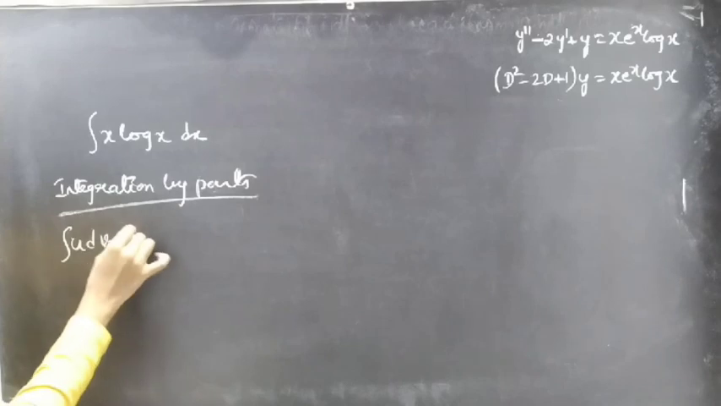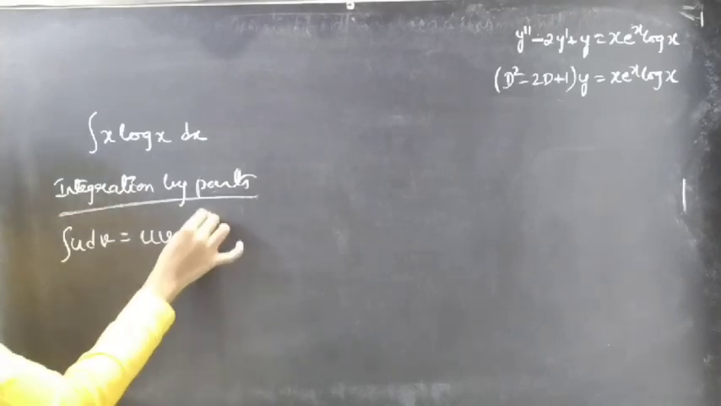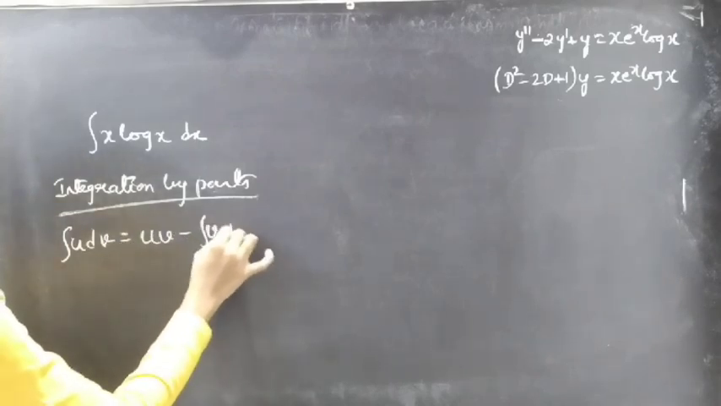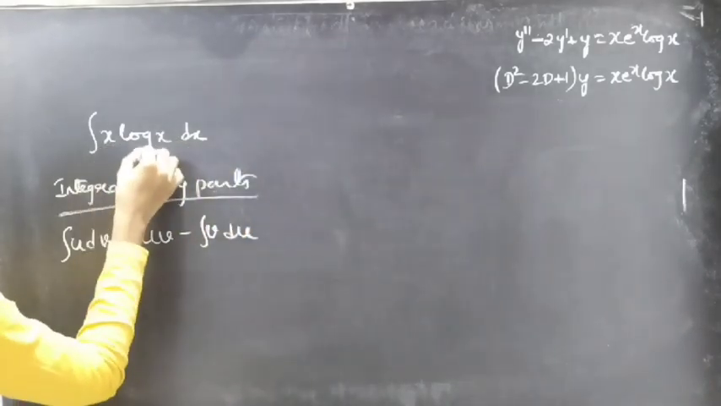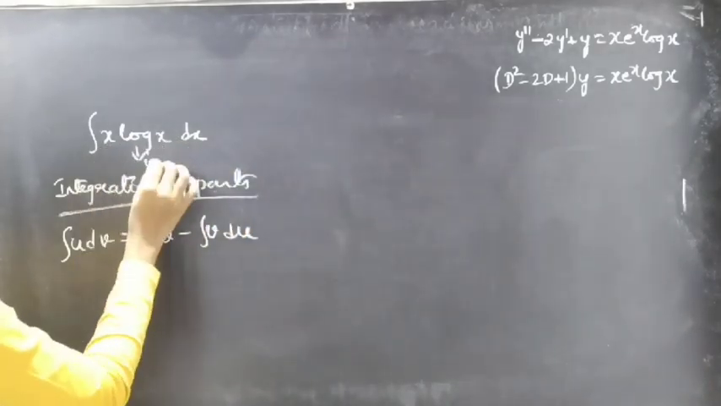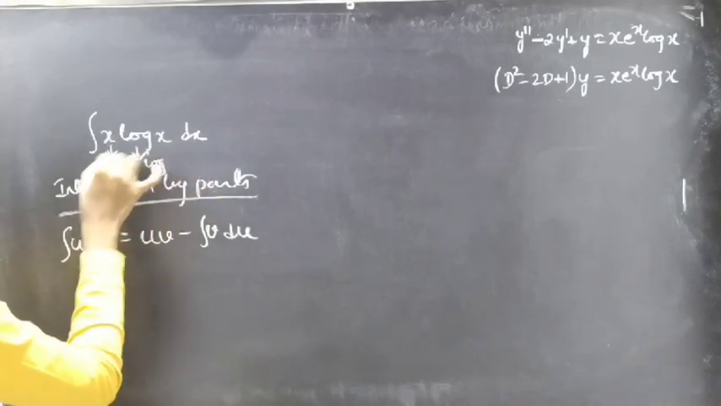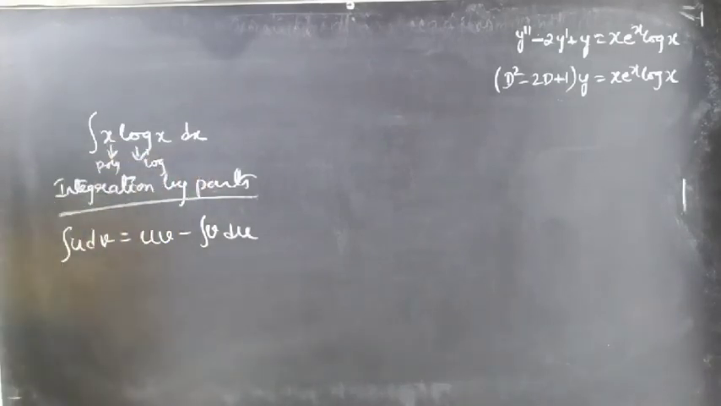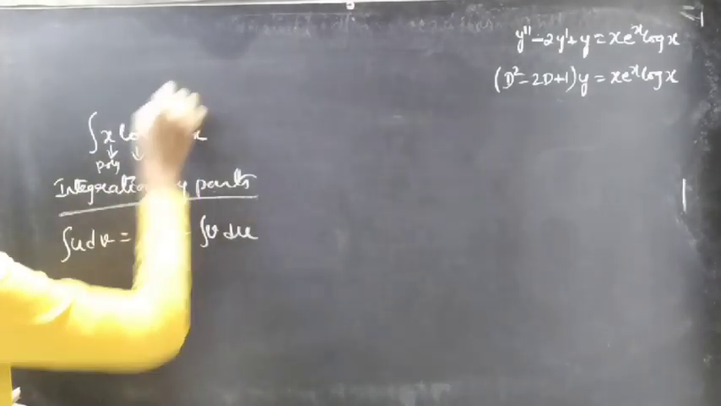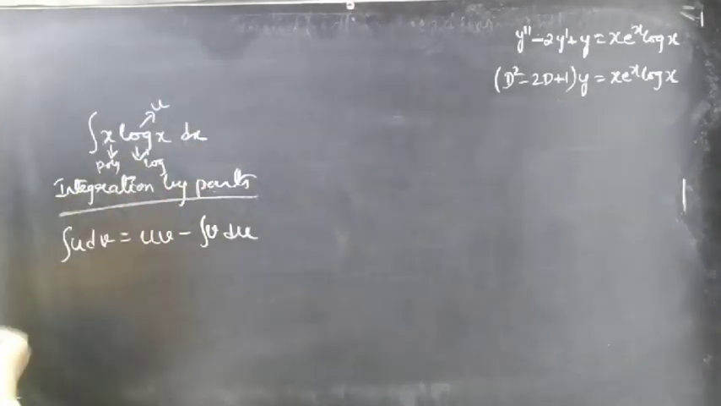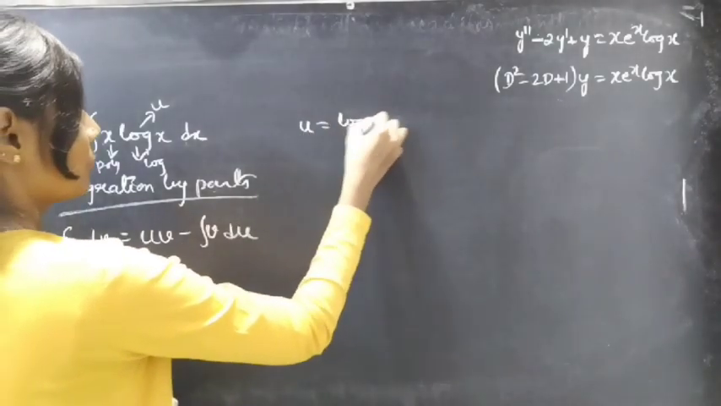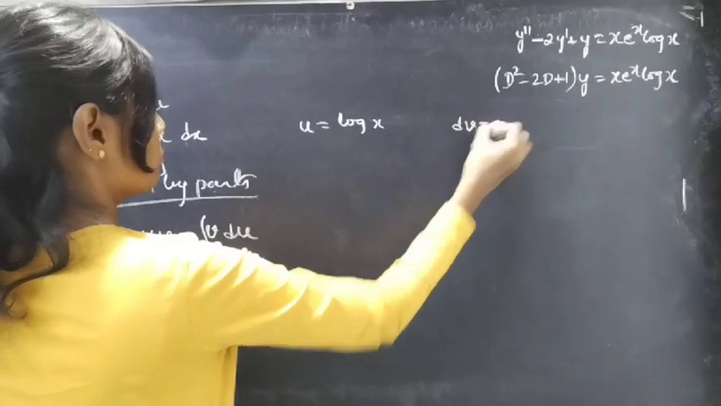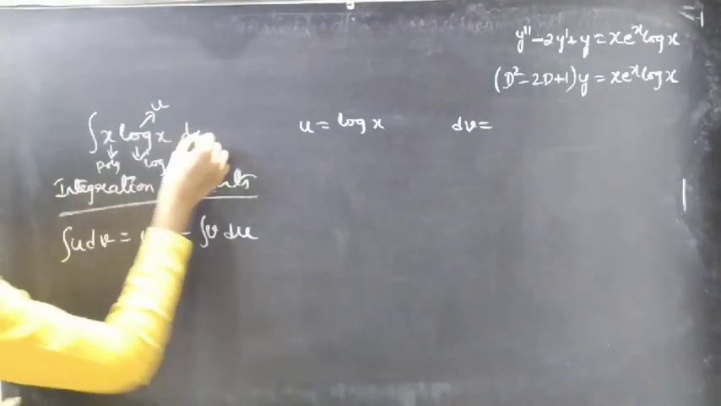Integral u dv equals uv minus integral v du, right? Here the integrand is a product of a logarithmic function and a polynomial function. We'll take the logarithmic function as u and the remaining part, x dx, as dv. So u equals log x and dv equals x dx.